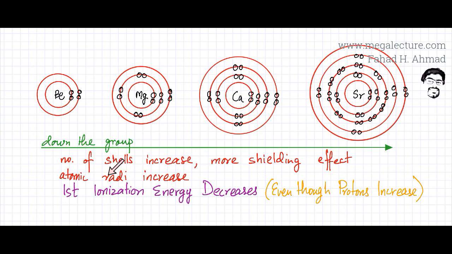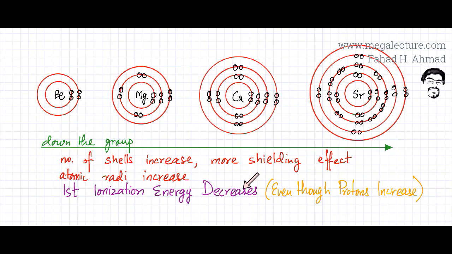So there are two factors. The electrons are very far away from the nucleus, so the attraction is lesser. Plus, there are lots of different shells coming in the way, so the shielding effect is greater. So the attraction of the nucleus to these outer electrons decreases. So as you move down the group, the first ionization energy is going to decrease.